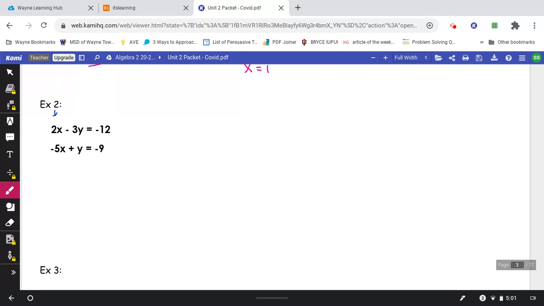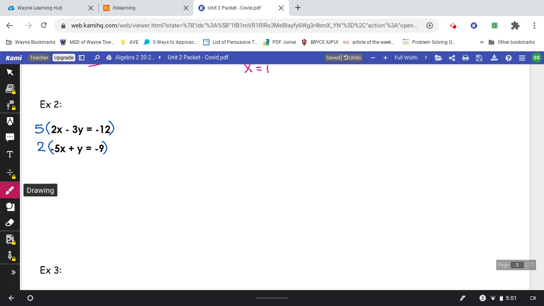Let's focus on the x's this time. I have a 2 and a 5. When I think about 2 and 5, I know they both go into 10. So I could change both of these into 10s. I'm going to change the top one into a 10 by multiplying by 5. 5 times 2 gets me the 10. On the bottom, I'm going to multiply by negative 2, getting negative 10. Remember, if they are the same number but opposite signs, they will cancel.